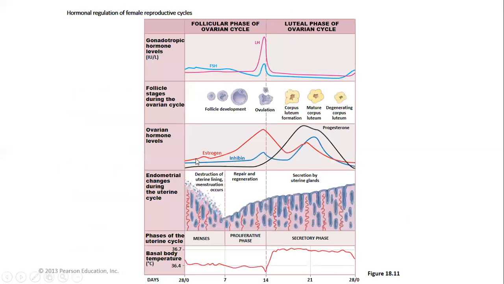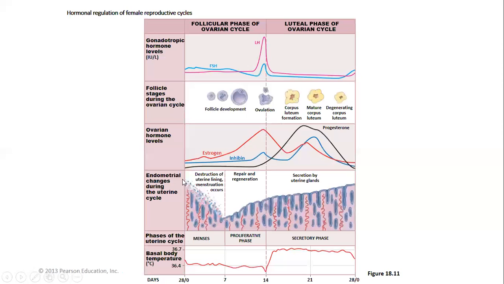It degenerates. The first half of the cycle, estrogen is the predominant hormone in red, and then in the luteal phase, progesterone becomes the dominant hormone. So the follicle in the follicular phase is producing estrogen predominantly, a little bit of progesterone, and then the corpus luteum in the luteal phase is producing predominantly progesterone, but still some estrogen, right? And of course, there's inhibin as well that inhibits FSH production.